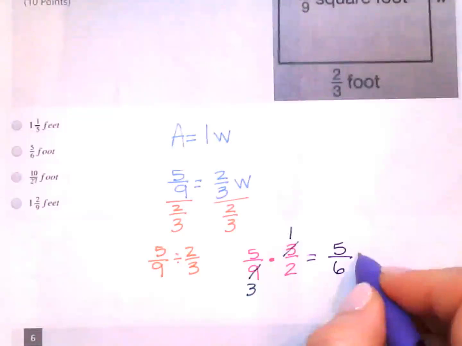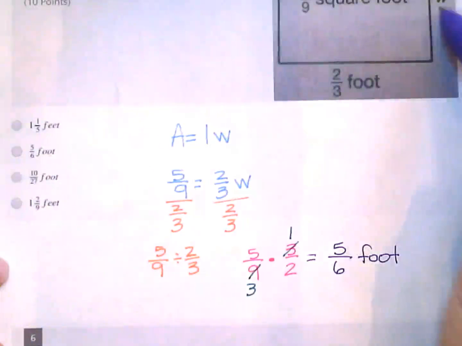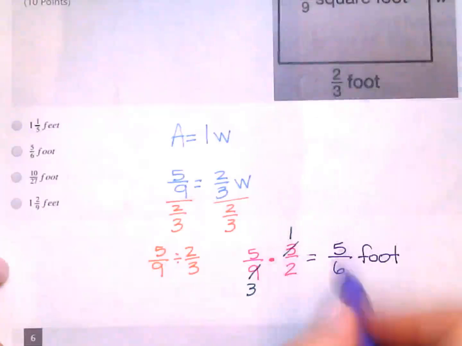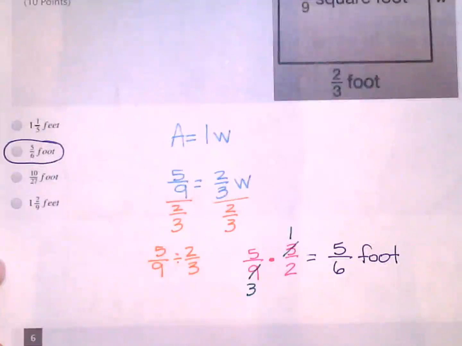And notice that that is 5/6 foot, because it is the other dimension here. It's not the area. We do square feet for area. We do feet for individual dimensions. And if you notice, that matched up with this answer on my answer key.